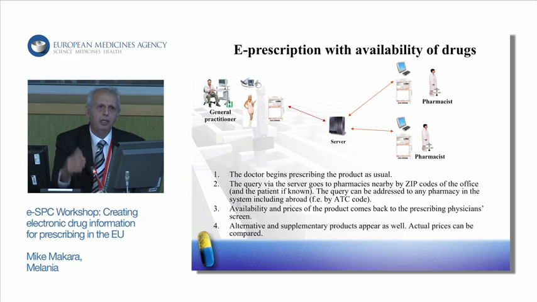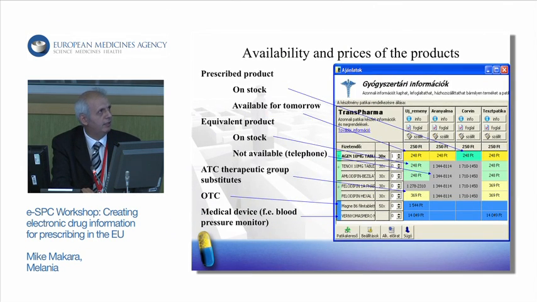And also we can make alternatives. So if one original substance or drug is not available in the pharmacy, we can show alternatives, and we can also show OTC drugs which are compatible with that original prescribed drug. How does it look? Here the original prescribed drug is available in one pharmacy.